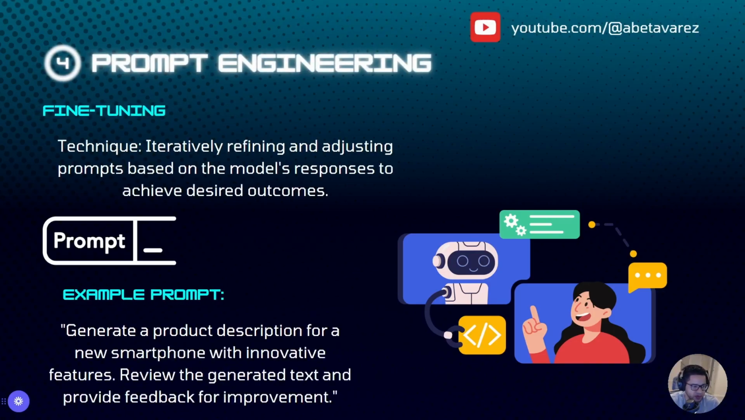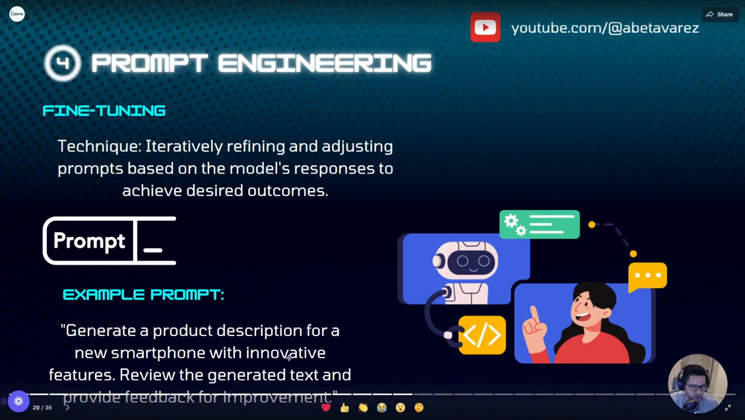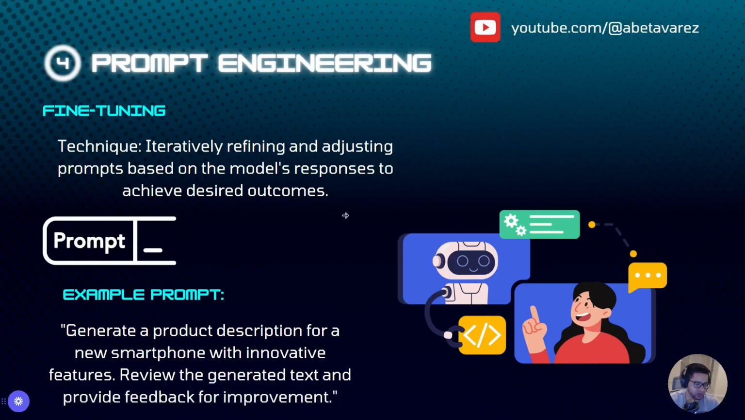Fine-tuning. This technique involves iteratively refining and adjusting prompts based on the model's responses to achieve desired outcomes. In the example prompt, we can write: generate a product description for a new smartphone with innovative features. And then we can review the generated text and provide feedback for improvement back to the model.